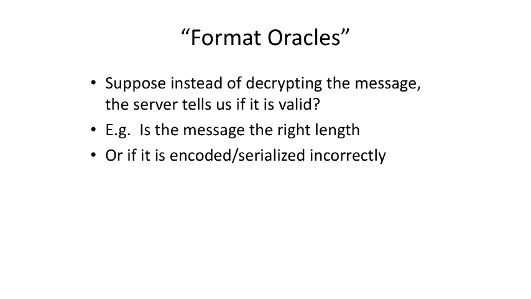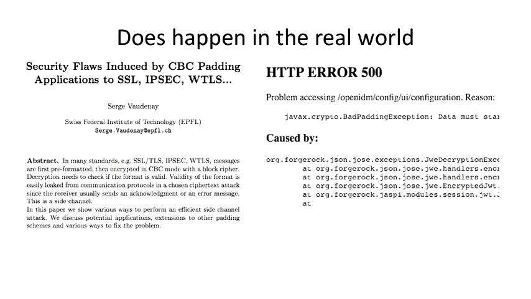We had an API that said, hey, is this message valid? Is it the right link? Is it encoded properly, et cetera? And this still might seem a little unrealistic, because again, why would you add that API? But it turns out, in fact, that this actually does happen, just sort of indirectly, right?